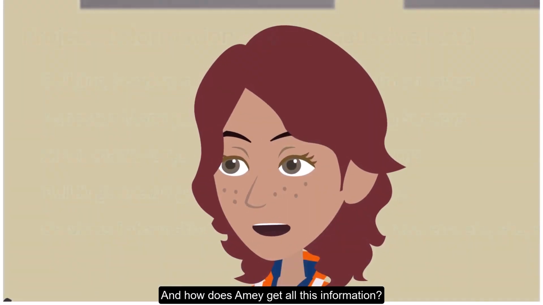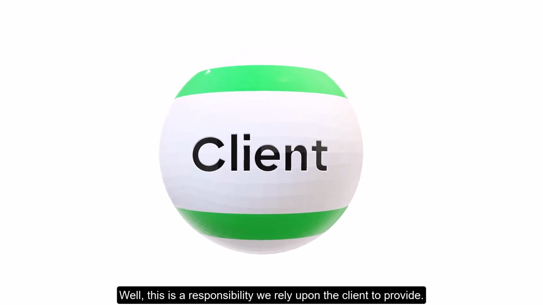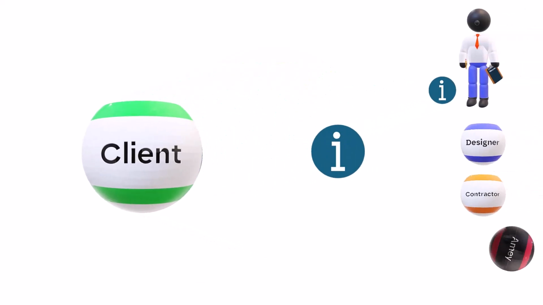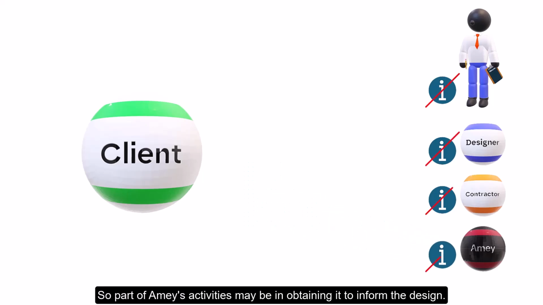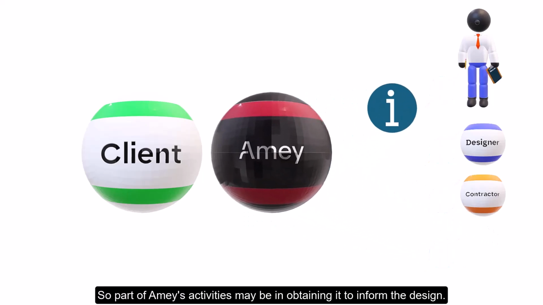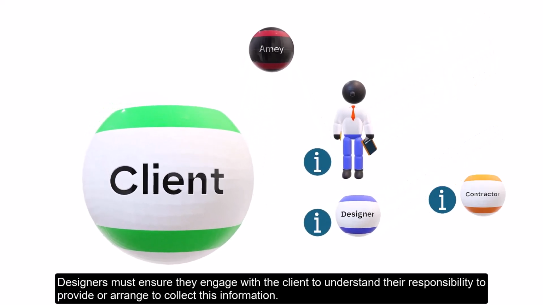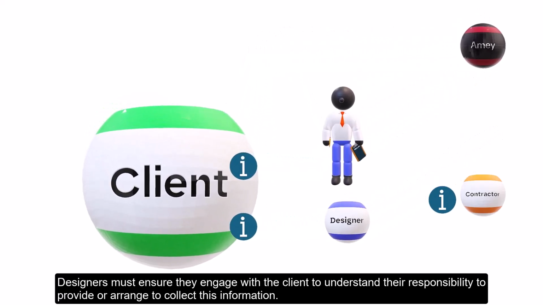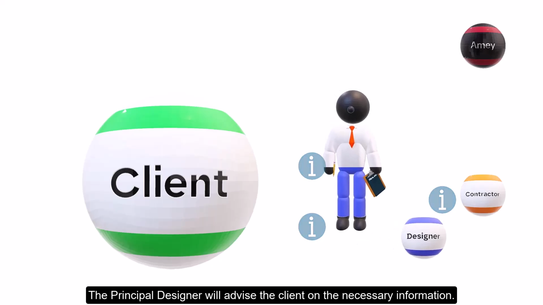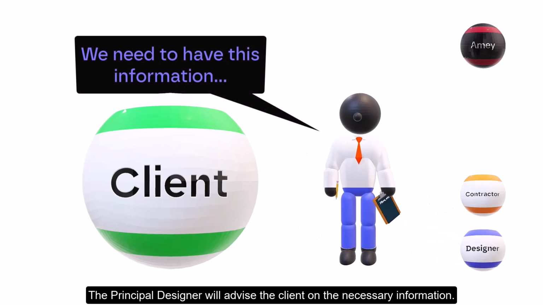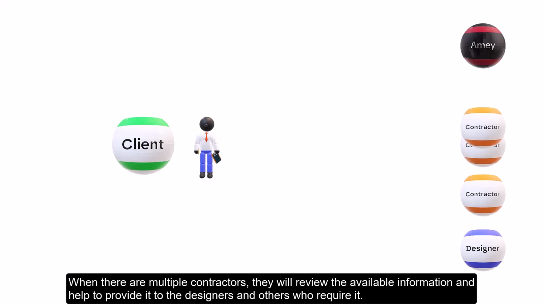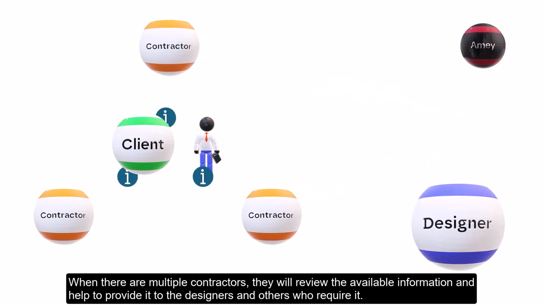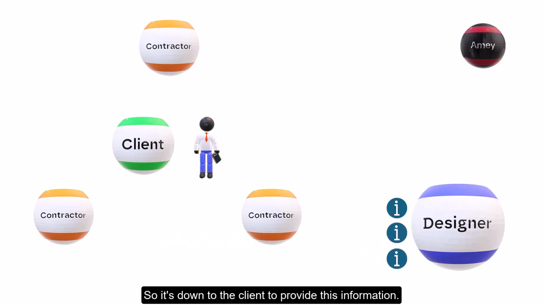And how does Amy get all this information? Well, this is a responsibility we rely upon the client to provide. The client needs to provide this information, but it's often unavailable. So part of Amy's activities may be in obtaining it to inform the design. Designers must ensure they engage with the client to understand their responsibility to provide or arrange to collect this information. The principal designer will advise the client on the necessary information. When there are multiple contractors, they will review the available information and help to provide it to the designers and others who require it. So it's down to the client to provide this information?